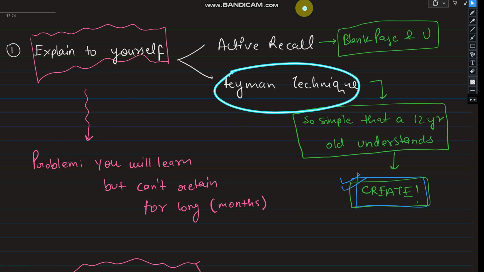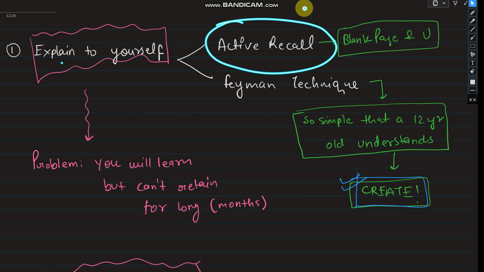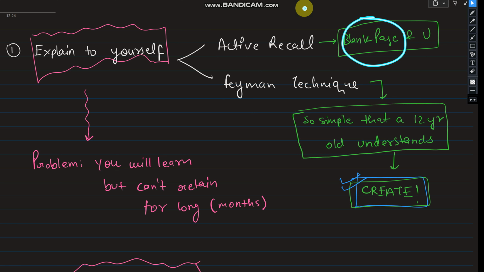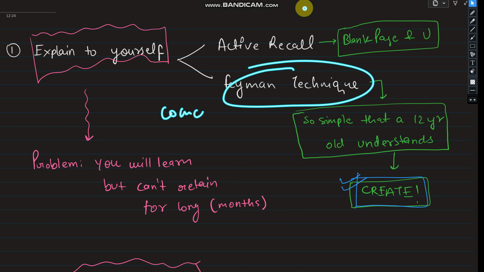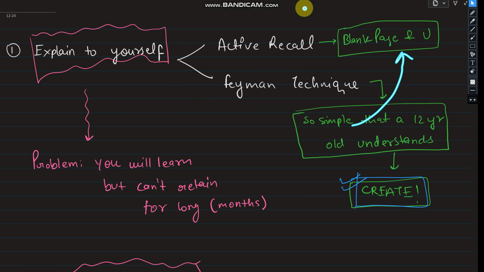Then coming to the Feynman technique. While doing the active recall, while explaining to yourself on a blank page, using your brain only, use the Feynman technique. The Feynman technique just states that you explain it so simply that even a child can understand. So make the concept so simple that even a child gets to understand it. You learn the concepts, make them simple, and then you explain them on the blank page.